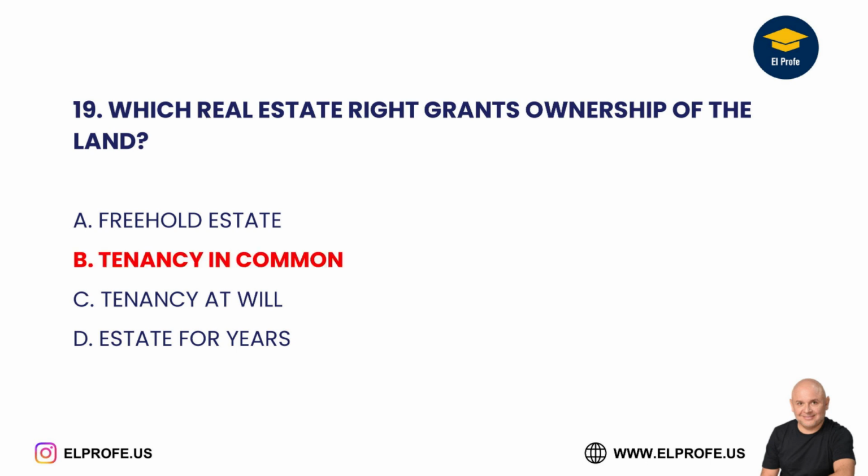Again, not ownership. Tenancy in common. Now this one does grant ownership rights. When you hold property as tenants in common, you are one of the owners. In fact, when one co-owner dies, their share goes to their heirs. That's why this is the correct answer. Tenancy at sufferance. That one is just a distractor. It's not ownership either. Correct answer. Tenancy in common, because it gives you actual ownership rights to the land.